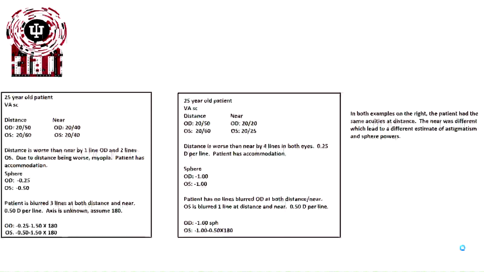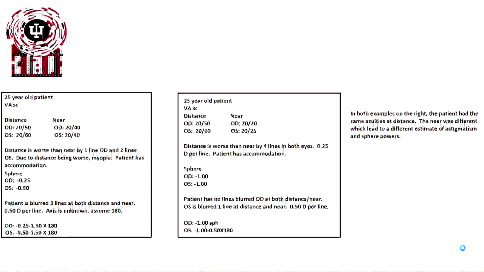The first patient we see comes in seeing 20/50 at distance in the right eye, 20/60 at distance in the left eye. At near, they see 20/40 in both eyes. Since the distance is worse than the near by 1 line in the right eye and 2 lines in the left eye, we expect the myopia to be a little worse by 1 to 2 lines. The patient also has accommodation, so it's probably not hyperopia or anything like that. In this case, we consider their sphere power in the right eye to be a quarter diopter because it's 1 line, and the left eye to be 2 lines of acuity, or a half diopter of myopia.